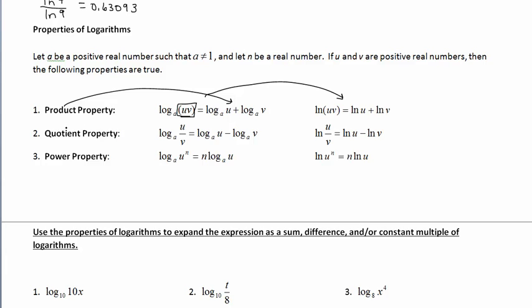Okay, the quotient property. Notice that I have a log of a quotient, u divided by v. When you deal with quotient properties, you usually have the subtraction sign. So if I have a fraction, then it's going to be log with base a of u, starting with the top, minus the log with base a of the denominator v. And this is just the natural log version of the quotient property. And the third property is called the power property, and it's sometimes called the constant multiple property.